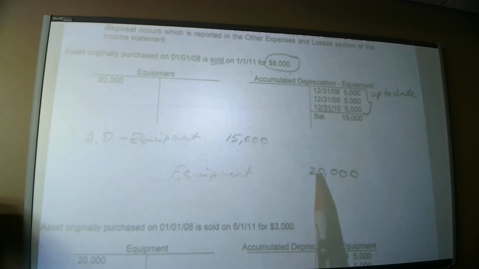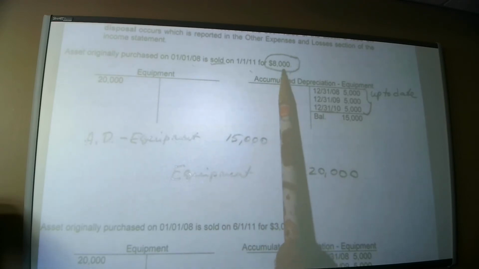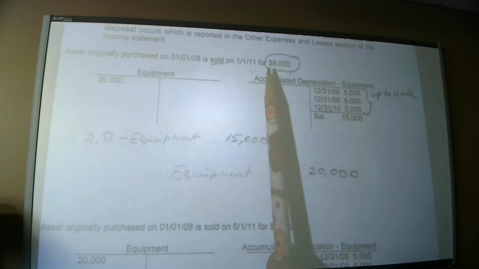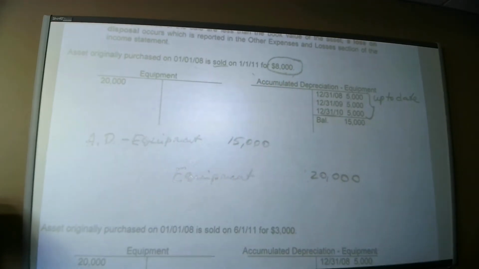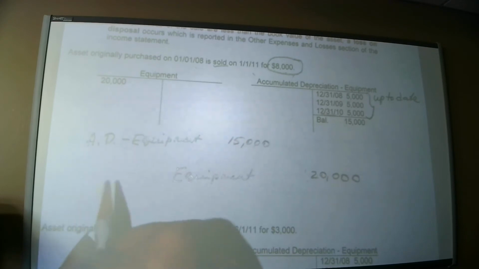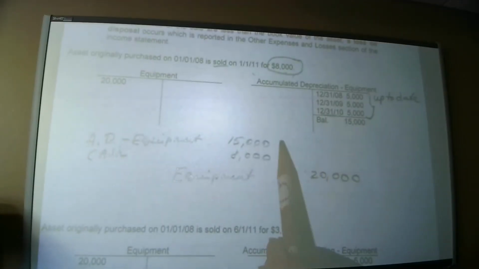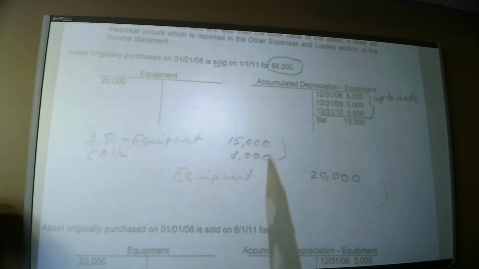Then my step 2, put your cash on the books. Cash is 8,000. Is it debit or credit? You received cash, right? Debit, right? That's okay. It must be Friday. So we're going to debit cash $8,000. And now debits and credits rules. I have 23 on the debit side and I have 20 on the credit side. What am I missing? $3,000 on the credit side. It must be my gain on sale.